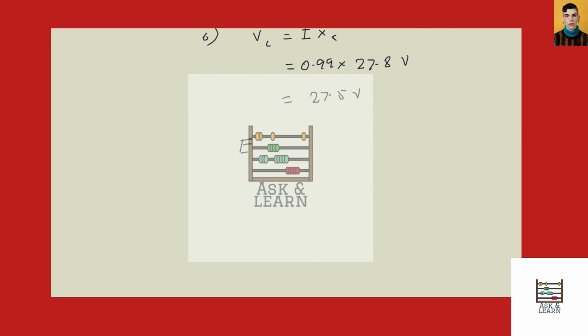So the energy in the capacitor will be equal to half C V squared. The value of C is 3 times 10 to the power of minus 4, and the potential is 27.5 squared joules. Let's see how much we're getting. It's 0.4 joules.